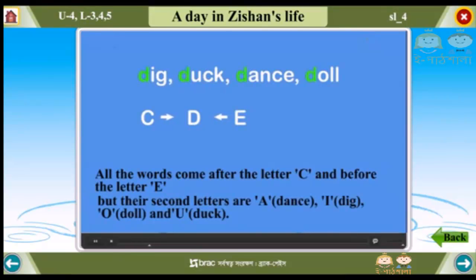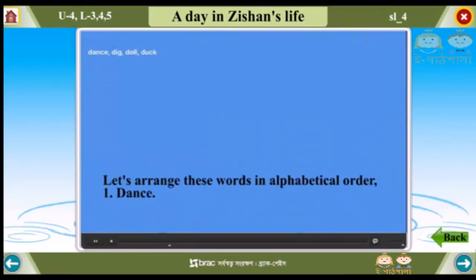But their second letters are A, dance, I, dig, O, doll, and U, duck. Let's arrange these words in alphabetical order.